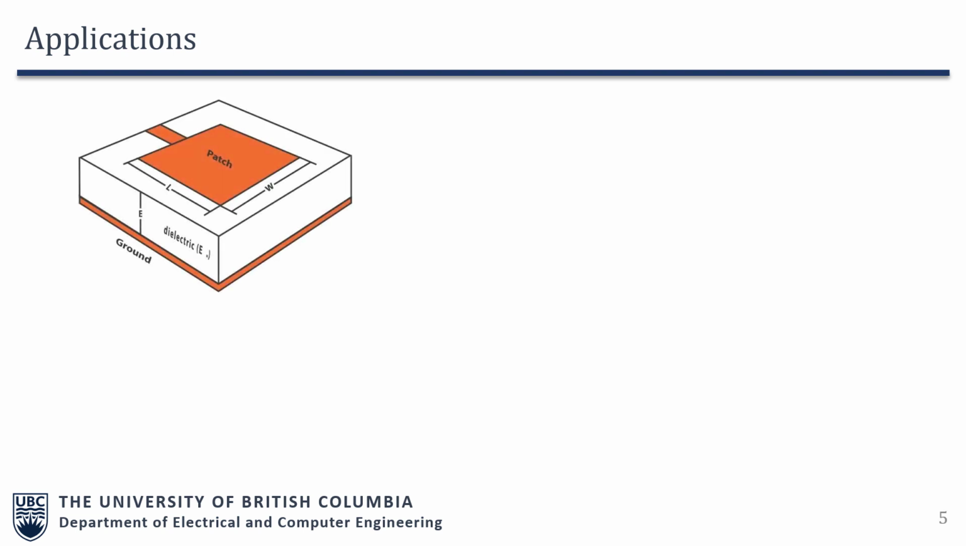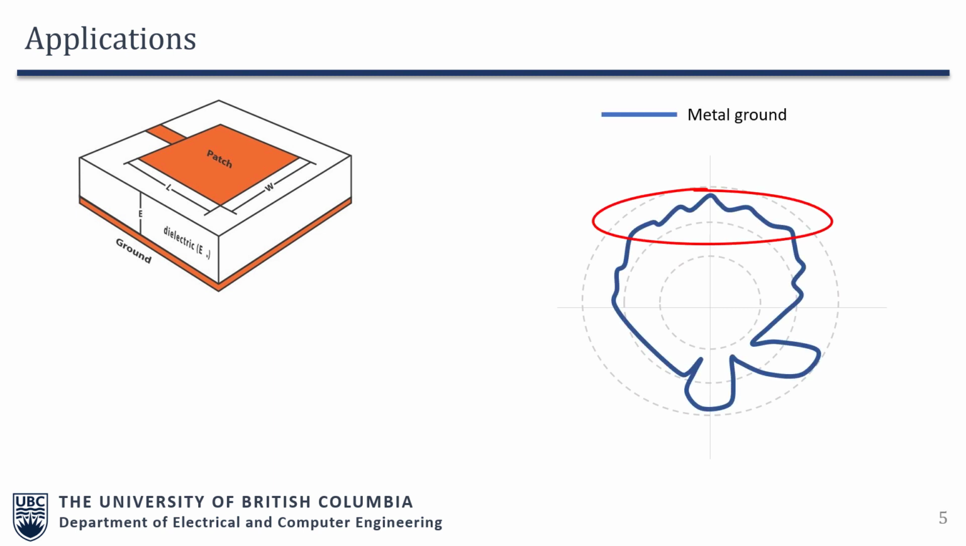Now imagine we have a patch antenna, a microstrip patch antenna. You will know that we have a patch on the top of a substrate, and at the bottom we have a solid metal ground plane as denoted in this figure. Now what happens if you plot the radiation pattern of this patch antenna, you might notice these little ripples. So what causes this ripple?